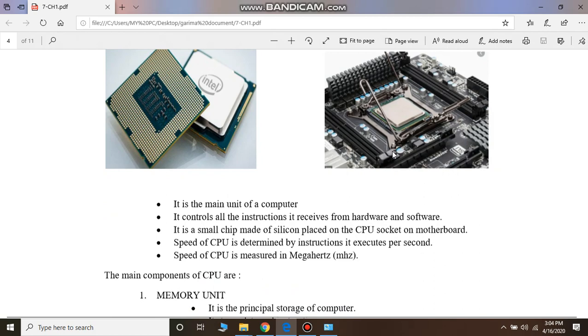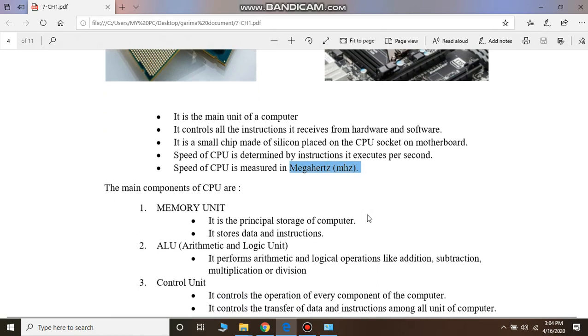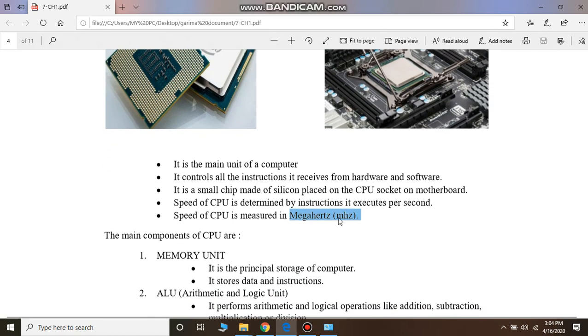And the more the speed of the CPU, the better CPU you will get. That means the CPU speed is determined by the number of instructions it executes per second. So if a CPU is executing more instructions in 1 second, the performance of that CPU will be better. And the speed of CPU is measured in megahertz. You should remember the unit in which the speed of CPU is measured. It is megahertz.